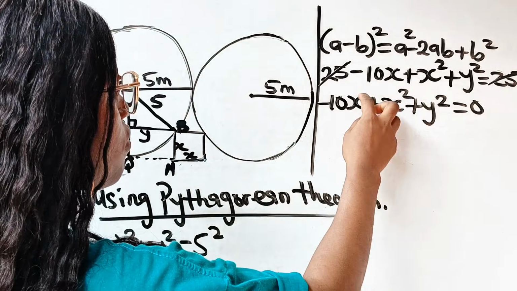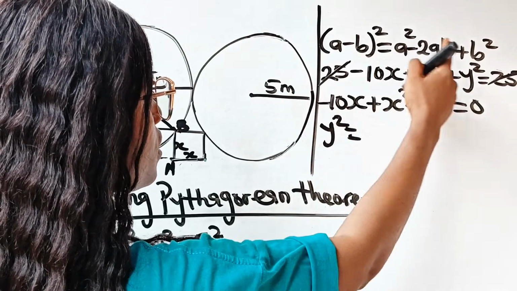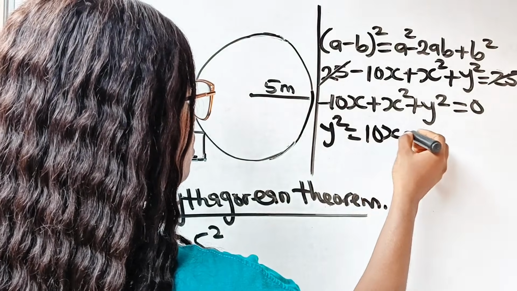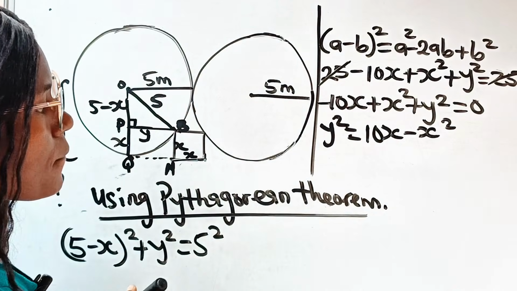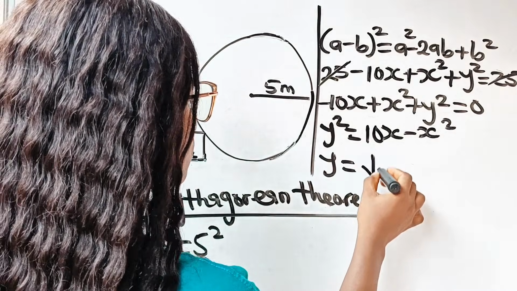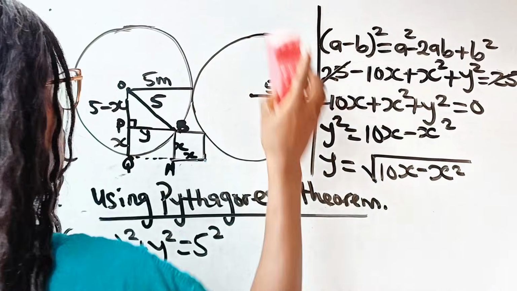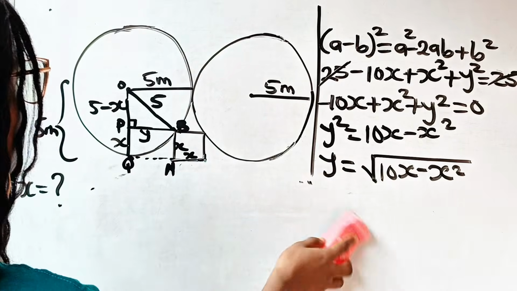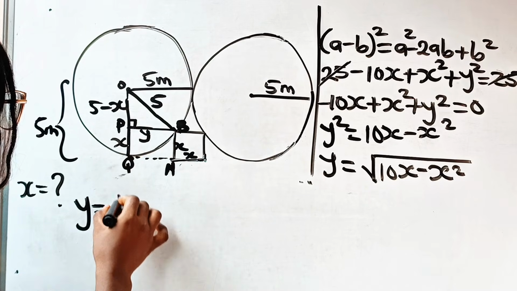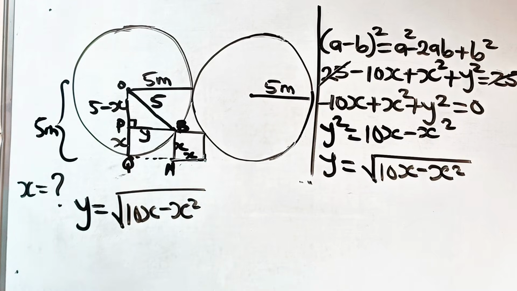Now let me transfer everything to the other side. We are going to have that y squared is equal to, plus x squared will cross to become minus x squared, and this will cross to become plus 10x. So we have 10x minus x squared. That simply means that y will be equal to the square root of 10x minus x squared. So let's write that y from here to here is equal to the square root of 10x minus x squared.